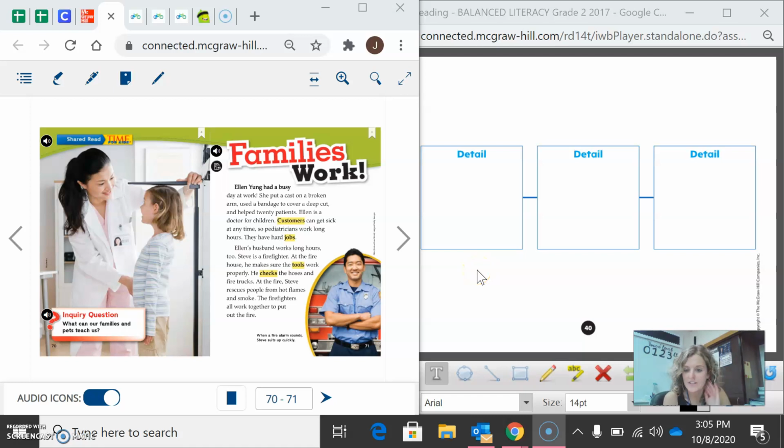Hey, second graders. This week, our skill for the week is key details. Key details are important pieces of information in a text. Key details are found in the text and photos of a selection.